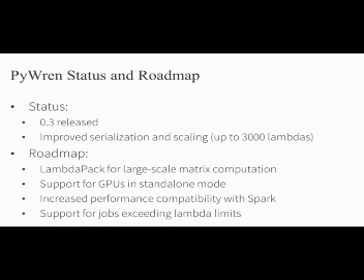Pyran is now at version 0.3, and its latest release is focused on the bottlenecks of serialization and scaling. Going forward, the project targets large-scale matrix computation with Lambda Pack, support for GPUs in standalone mode, as well as increased performance and robustness for the whole system.